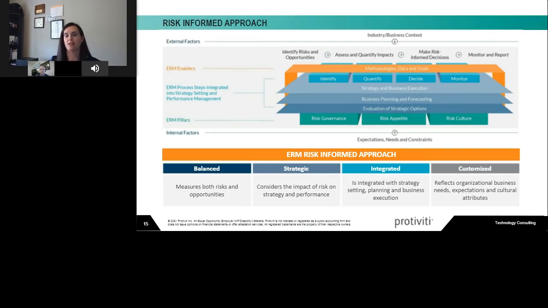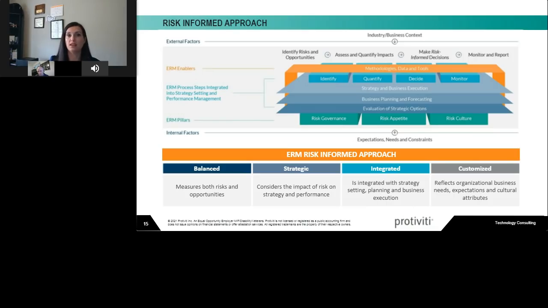So we've talked a lot about frameworks, the COSO framework, but how do you really go about implementing it, and what does the ERM framework and approach look like? This is an example of an approach that we've developed, but that can be tailored to your organization's needs, goals, and actually like your leadership's appetite for ERM.